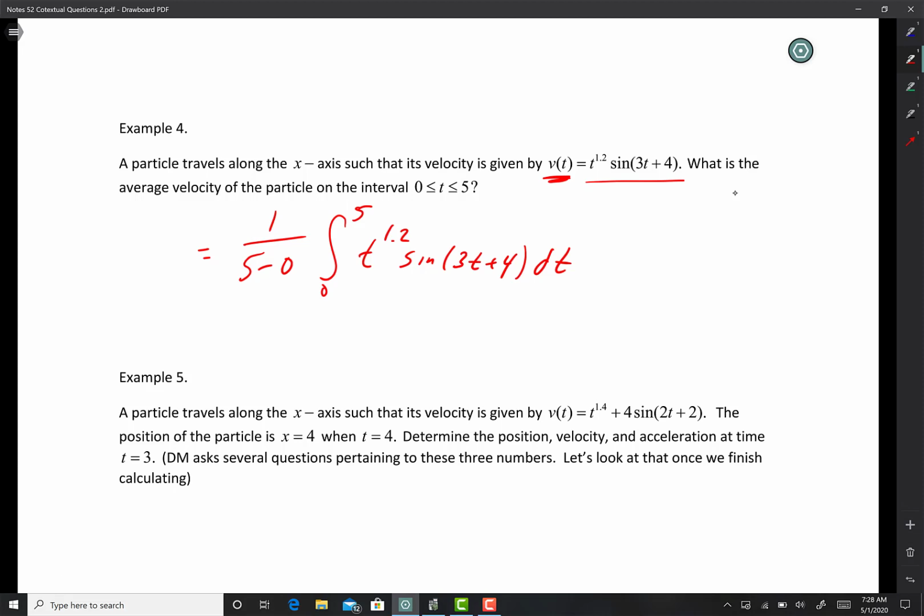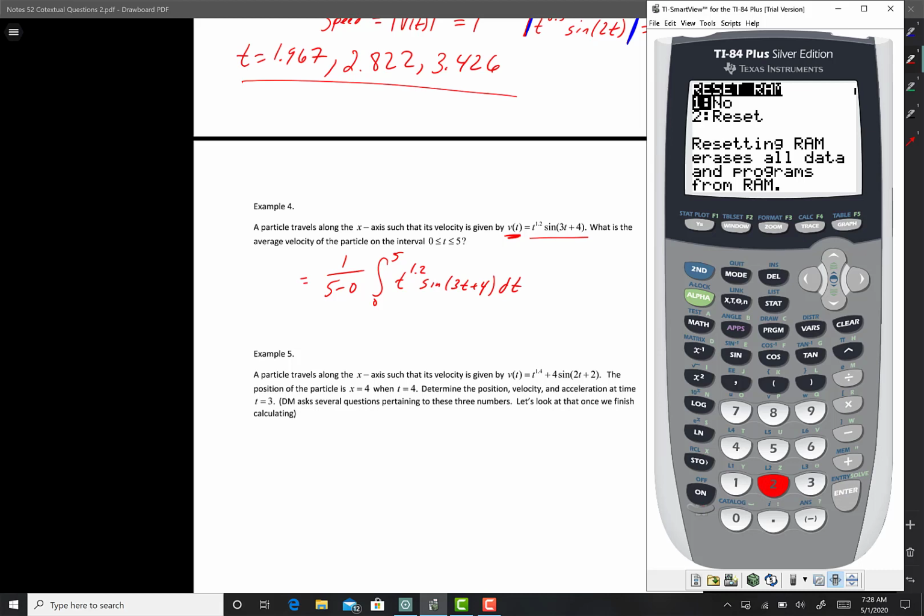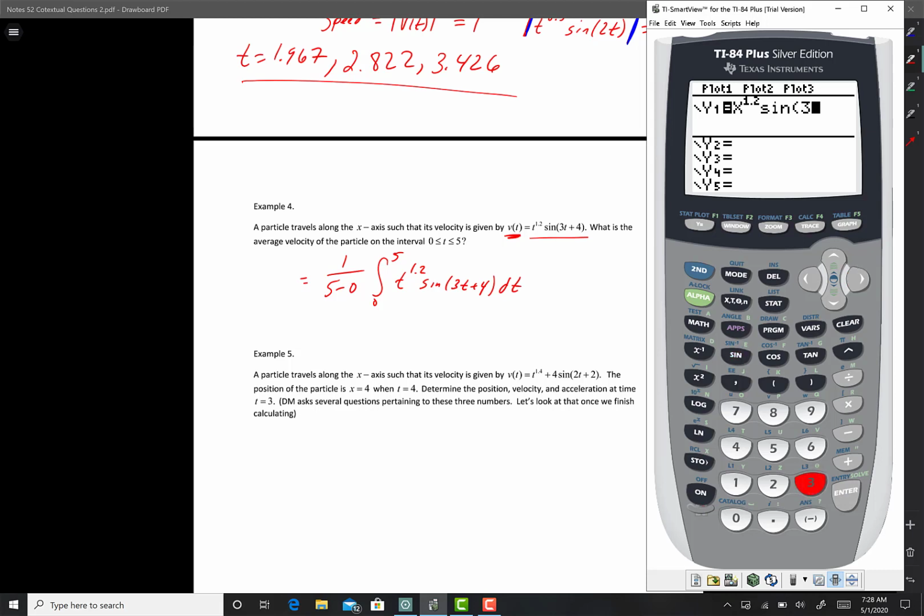All right, so I'm going to zoom out so I can type my equation here. So here we go, y equals, I guess I'm going to delete all that. So memory 712. So here we go, y equals. All right, I'm going to write x to the power 1.2. And then come down, I write sine, and then 3x plus 4. So there it is. I have my velocity in y1.